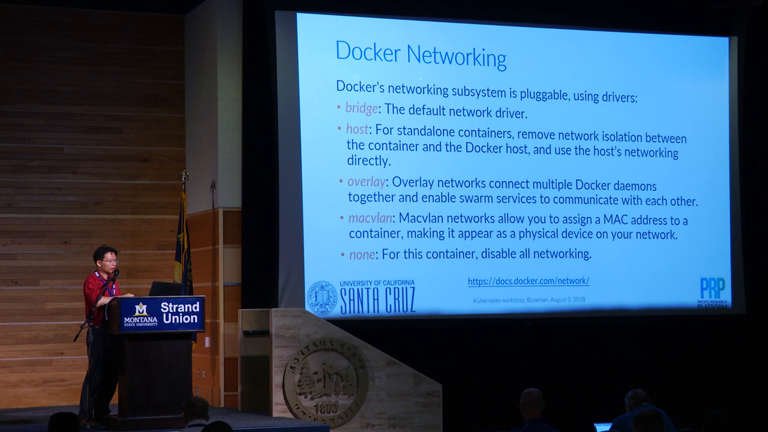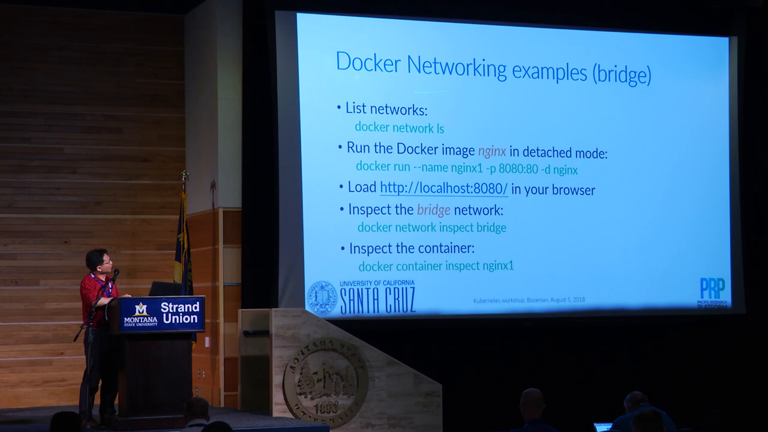When you are working with networking, you can first list all the networks available on your system. Then, for example, you can run the Docker image Nginx, which is another popular web server platform. Let me explain this a little bit. You run this Nginx image, but in this example, you actually give it a name instead of using the default one.